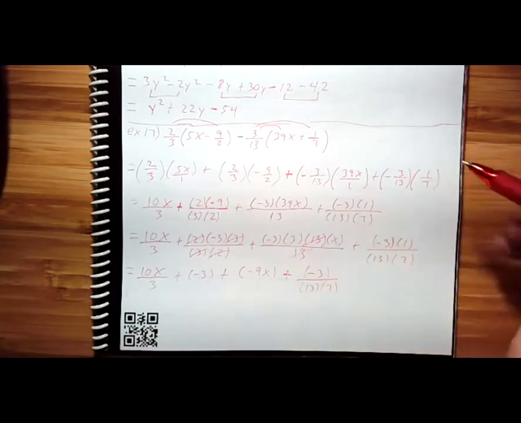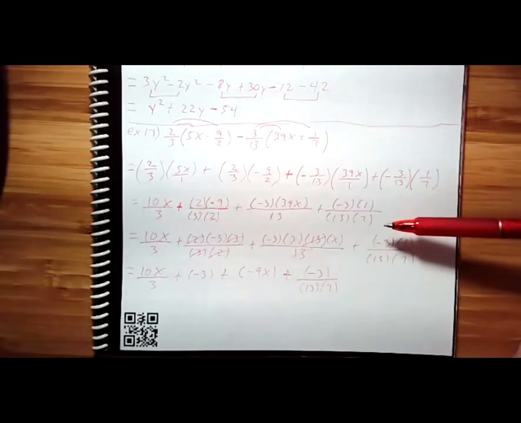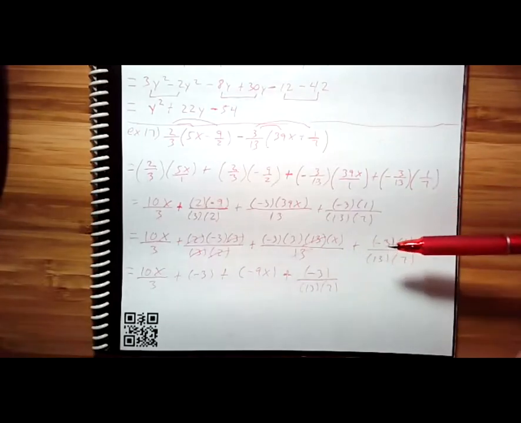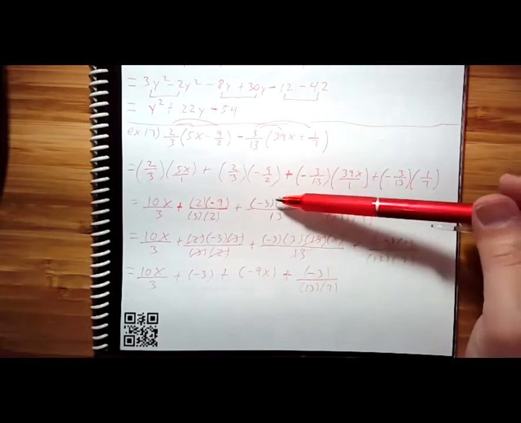So before we go any further, is there any questions on how we distributed? And why we factored stuff out? I'm sorry, I factored the numbers.